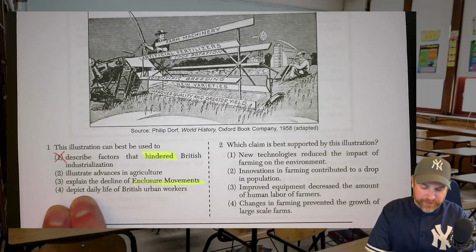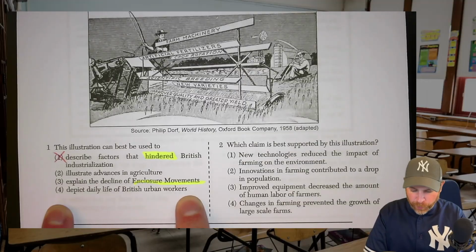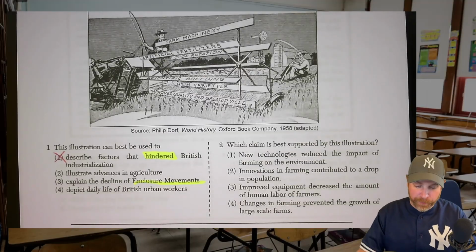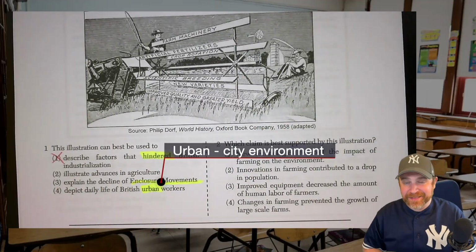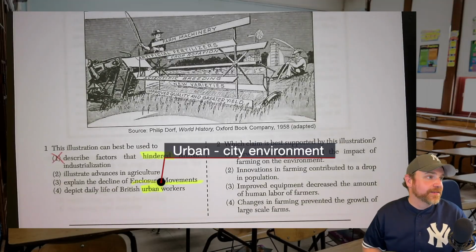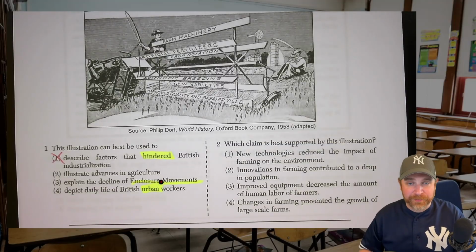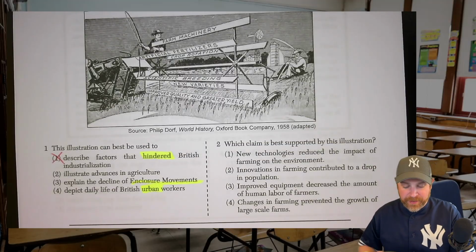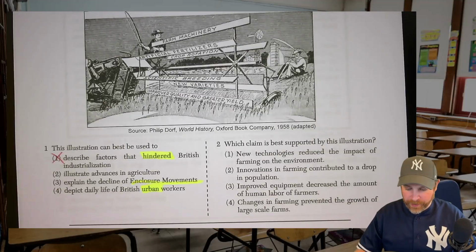Choice 4 here, depict daily life of British urban workers. Make sure you know this word urban. Okay, urban is cities. Suburban is kind of like Westchester or Long Island, right? Not quite the city, not quite the country. And then you have the word rural, right? R-U-R-A-L.